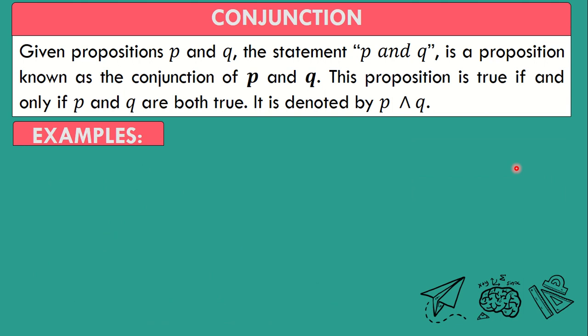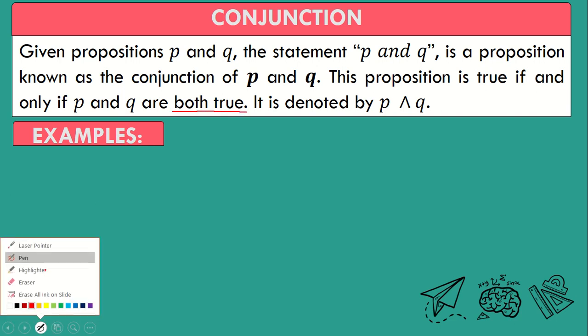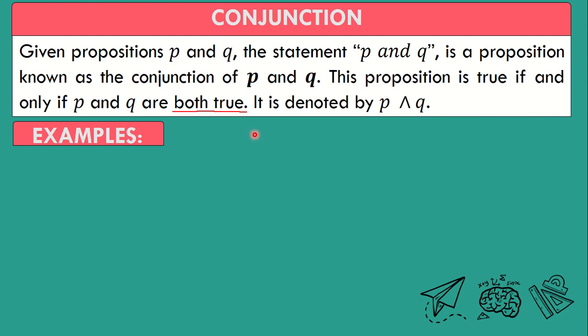Okay, let's have the connectives for the compound propositions, starting with the conjunction. Given the propositions P and Q, the statement P and Q is a proposition known as the conjunction of P and Q. This proposition is true if and only if P and Q are both true. So, remember that. Both statements should be true for the truth value to become true. And we denote it with an inverted V.